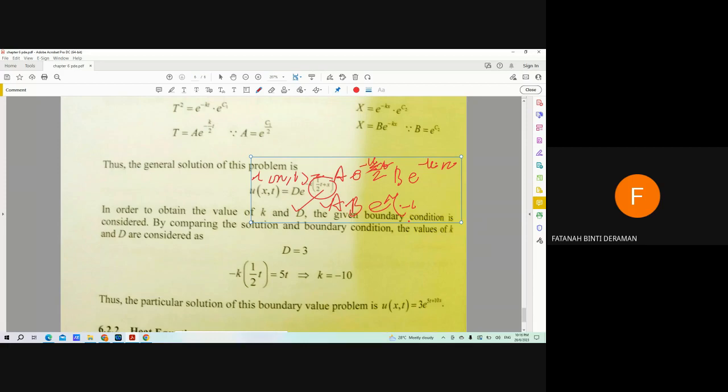So to obtain, we need to find the value of D. So how do they get D equals to 3? Please answer me. How do they get D equals to 3?